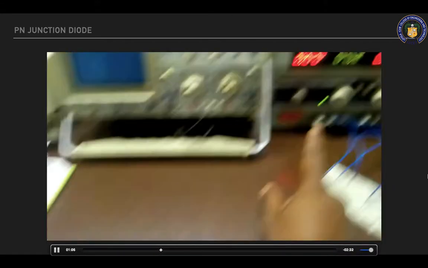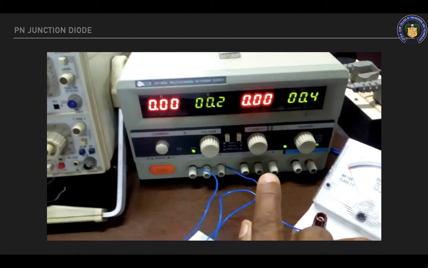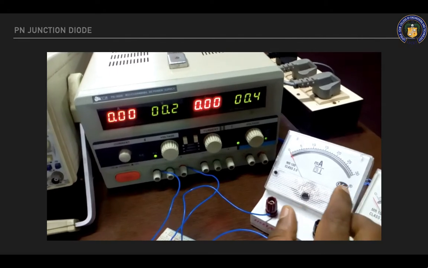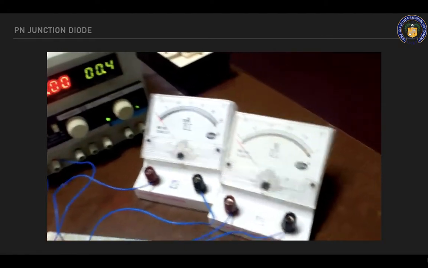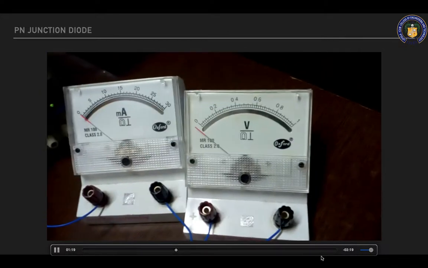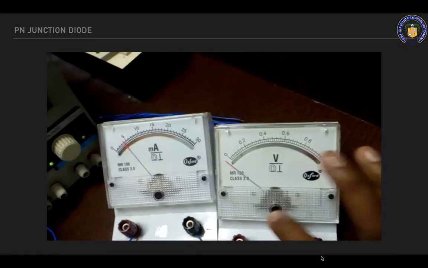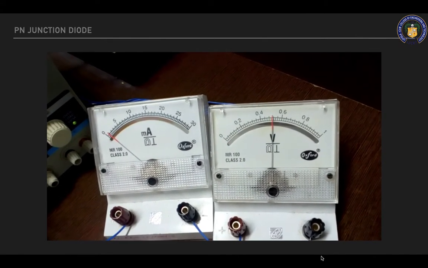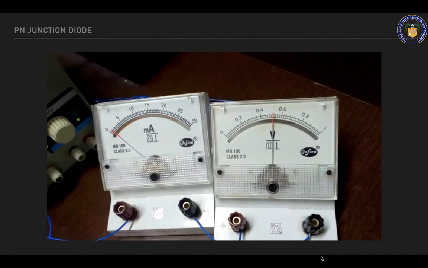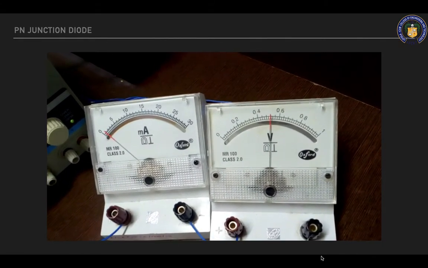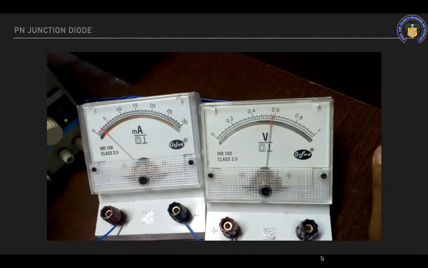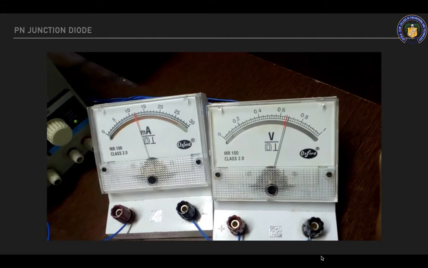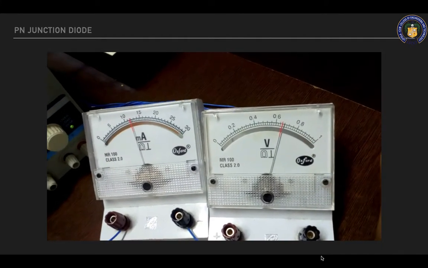Switch on the supply, RPS. RPS means regulated power supply. Using the voltage, take corresponding readings up to 0.5 volt. Voltage is varying. Corresponding current will be measured in the milliamps.